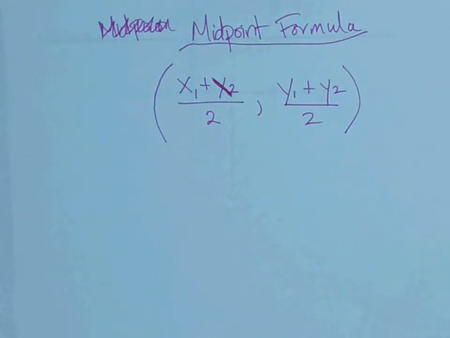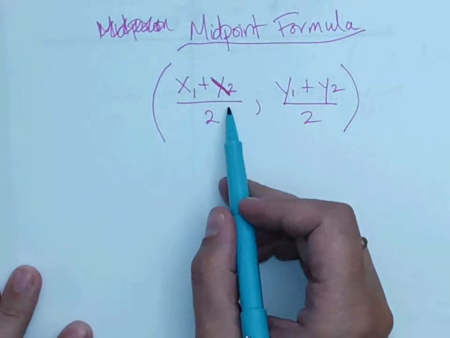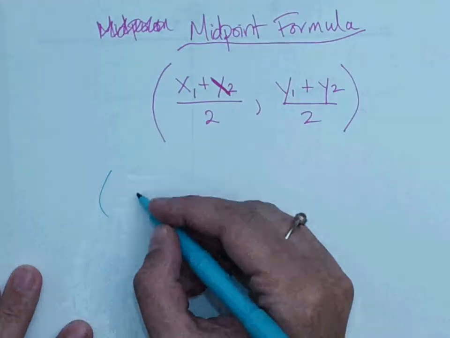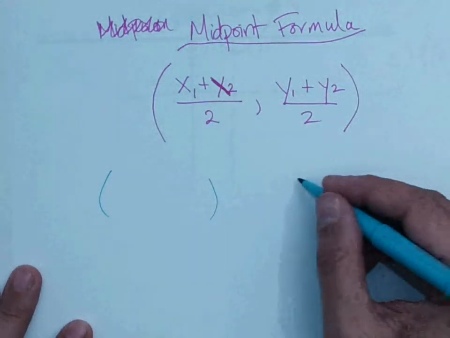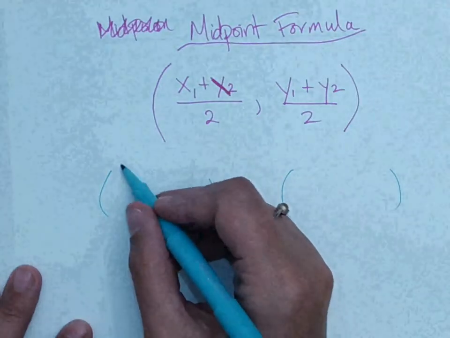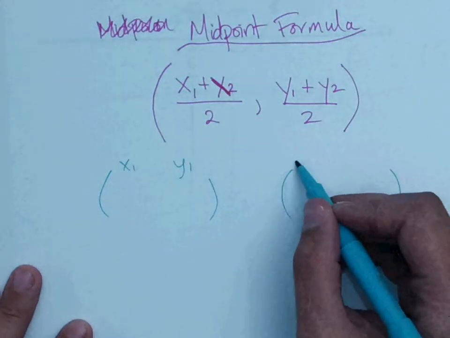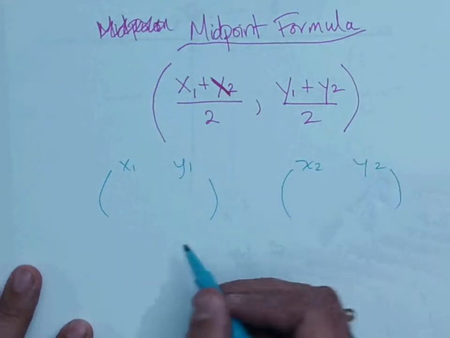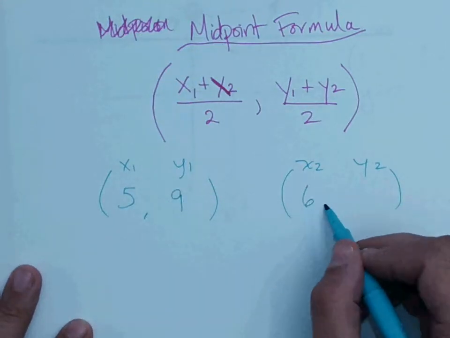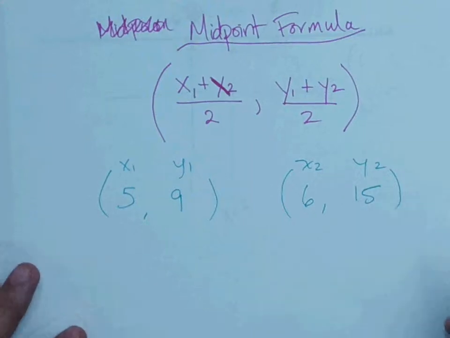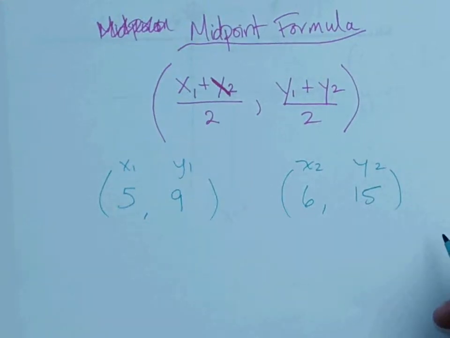Okay, very last lesson on the midpoint formula. So this is the midpoint formula. If you have two coordinates, x1, y1 and x2, y2. Let's say this is 5, 9 and 6, 15. We want to find the midpoint.